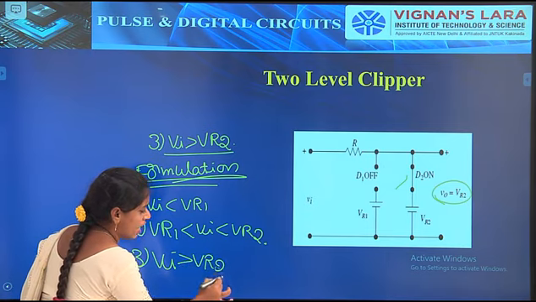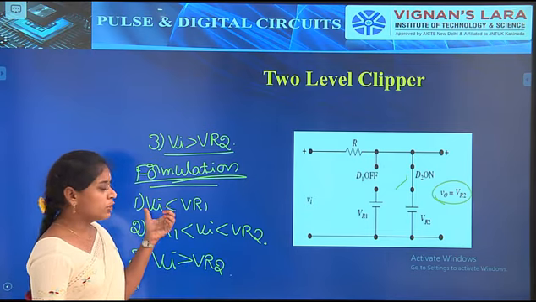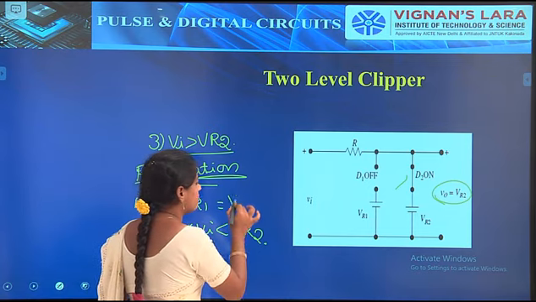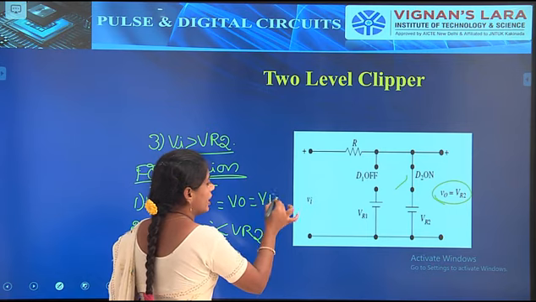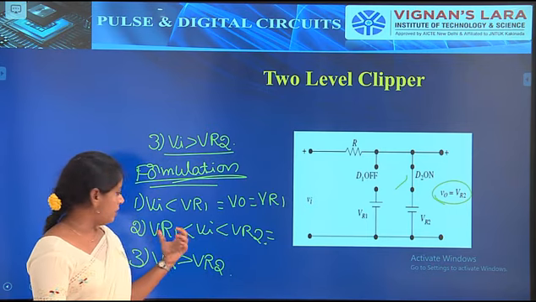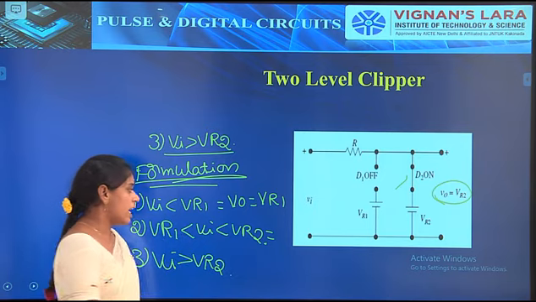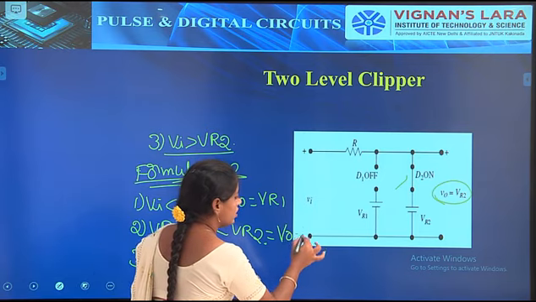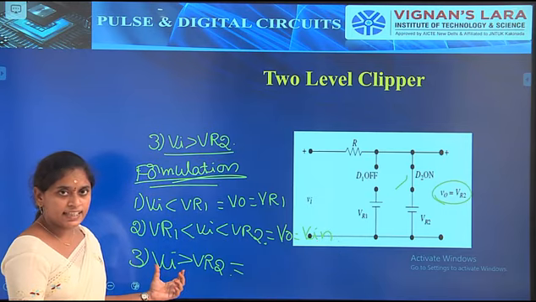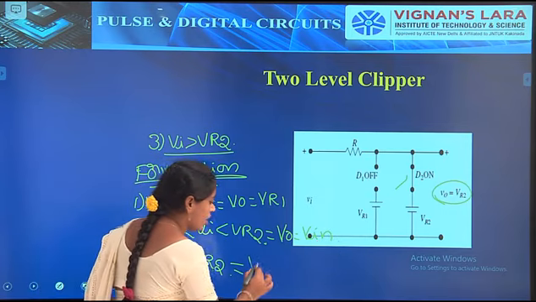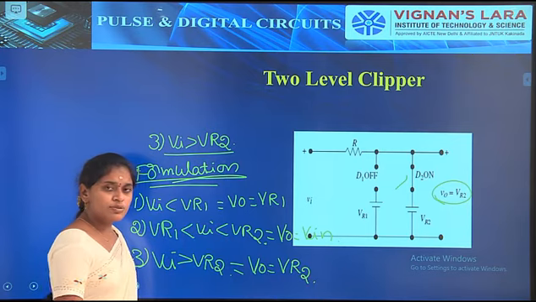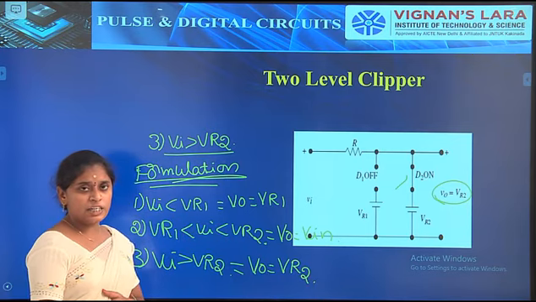So let's check what happens. When the input voltage VI is less than VR1, the output voltage V0 becomes VR1. In the condition where VI is in between VR1 and VR2, V0 becomes V input. And in the condition VI greater than VR2, the output voltage V0 is equal to VR2. So then what is the slope condition here?